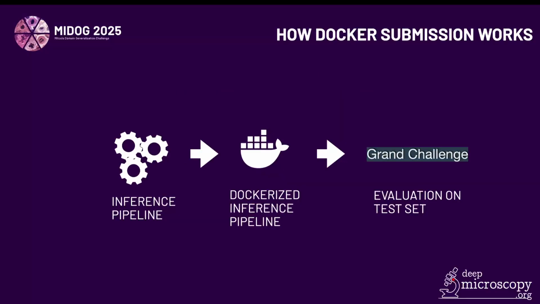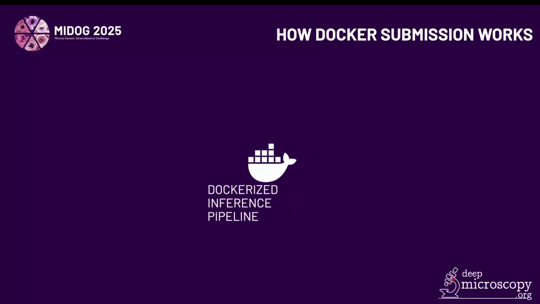This is how the Docker submission process works. You first have to build your inference pipeline like you would for any machine learning task. Then you have to embed it into a Dockerized pipeline which we provide, meeting specific input and output format requirements. Finally, you upload the Docker container to Grand Challenge for evaluation on the test set.